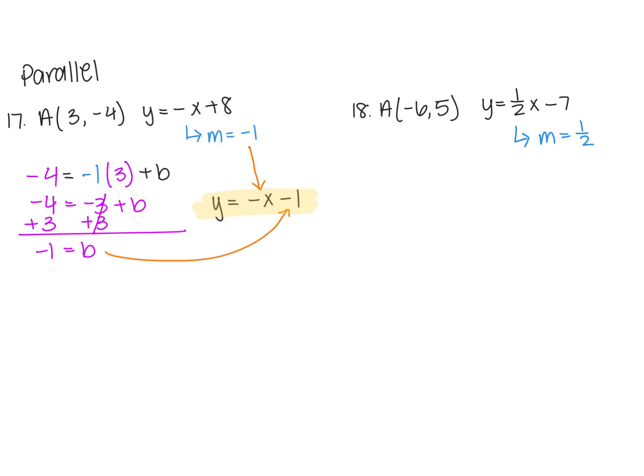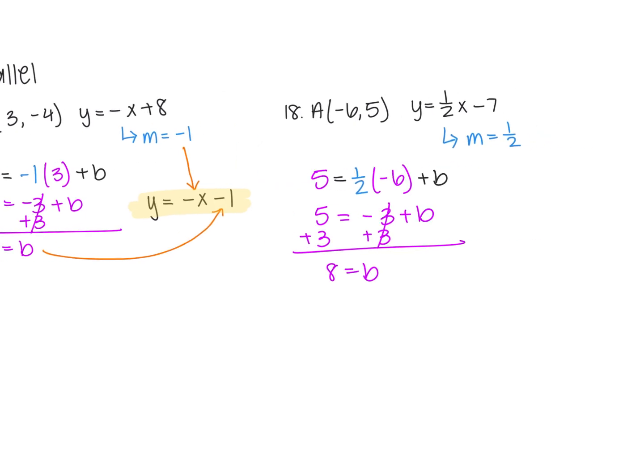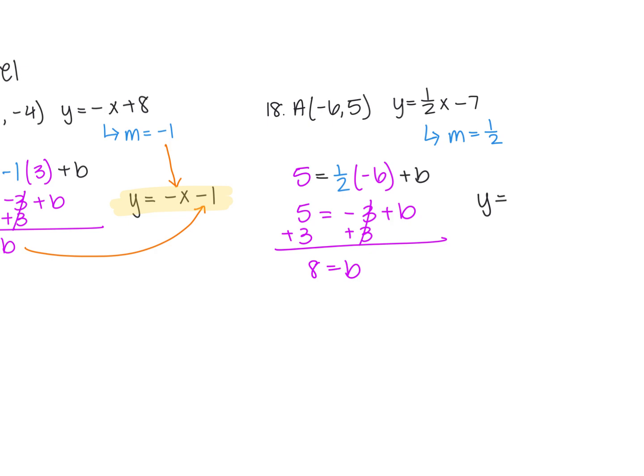So plugging in, I'm going to have 5 equals that slope that I have times negative 6 plus b, and I'm solving for b again. I'm going to get 5 equals negative 3 plus b. Add 3 to both sides. I'm going to get 8 equals b, and my new equation is going to be y equals 1/2 x plus 8. Again, where am I getting that 1/2? Was from my slope. And where am I getting that 8? Was from my y-intercept after I solved.